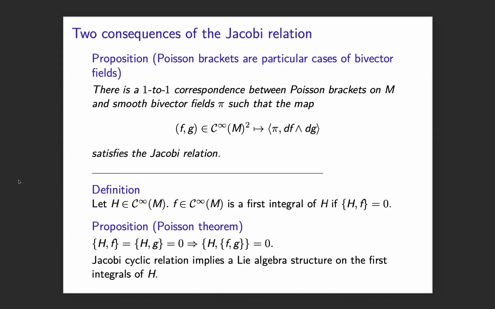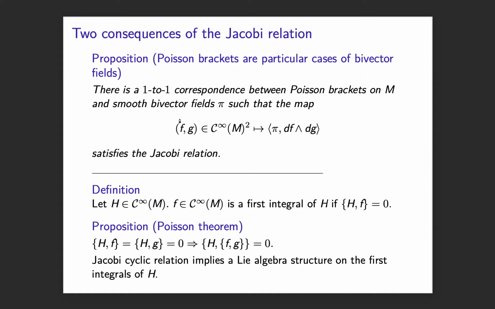So that was for the Leibniz rule. How about the Jacobi relation? Proposition: Poisson brackets are particular cases of bivector fields, because once we have a Poisson bracket, we get a bivector field, but not all bivector fields give rise to a Poisson bracket. And this is because of the Jacobi relation.